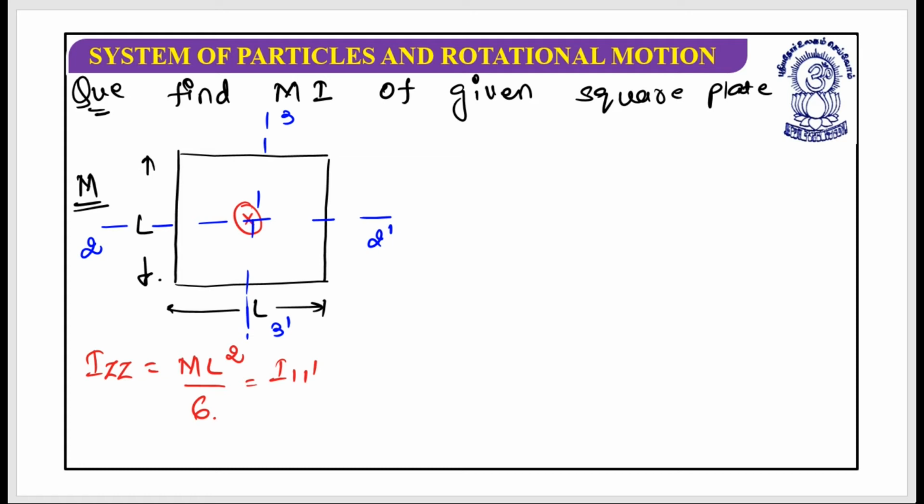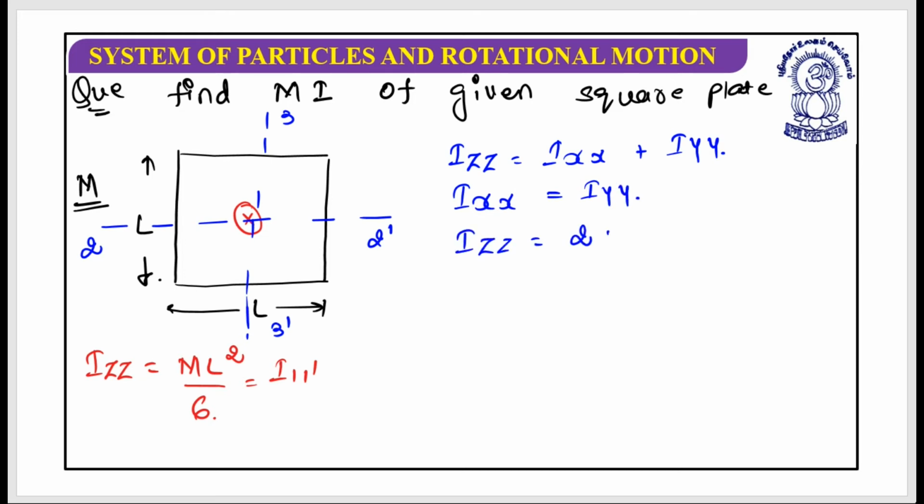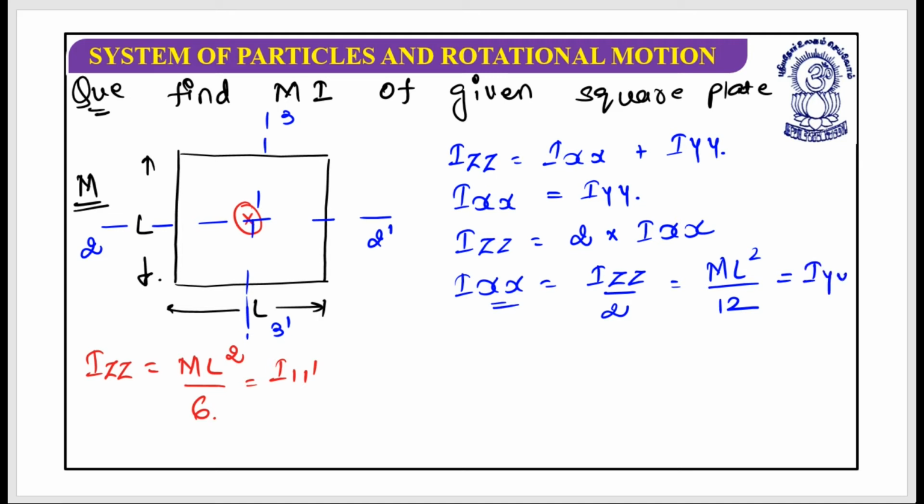As I understand, this is a laminar object, and when it is a laminar object, I can write IZZ equals IXX plus IYY. According to the symmetry, IXX is equal to IYY. So IZZ should be equal to twice IXX, and if it is twice IXX, then IXX equals IZZ by 2. When I say IZZ by 2, this is ML square by 12. This is IXX, or you can use this as IYY. I hope this is clear.